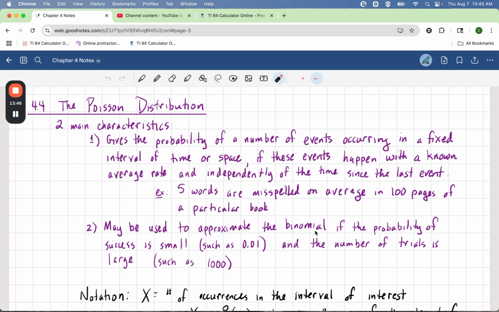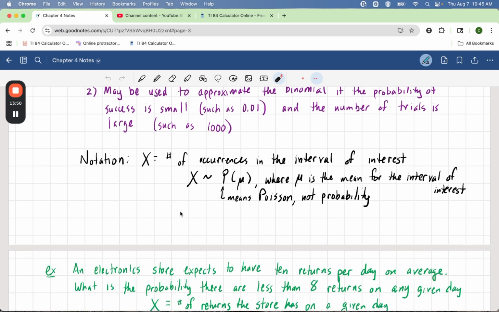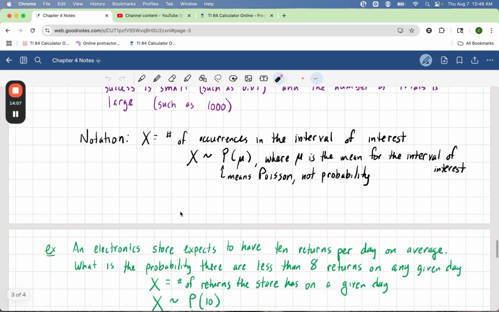All right. Notation. If x is the number of occurrences in the interval of interest, then x is Poisson, and the argument is mu, which is the mean for the interval of interest. That big P in this case means Poisson, not probability. Okay. Let's do an example.